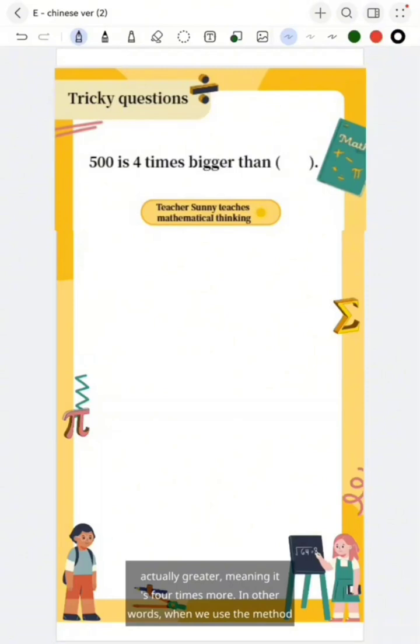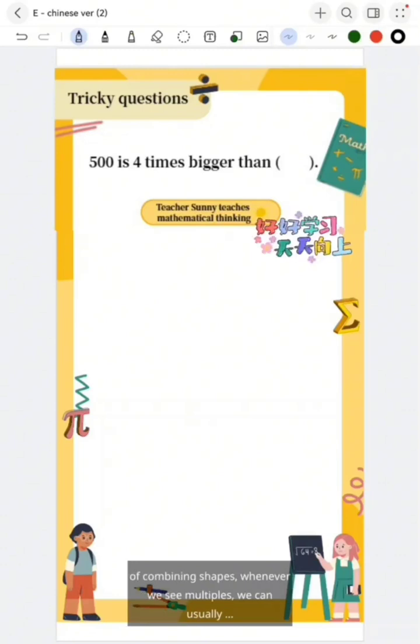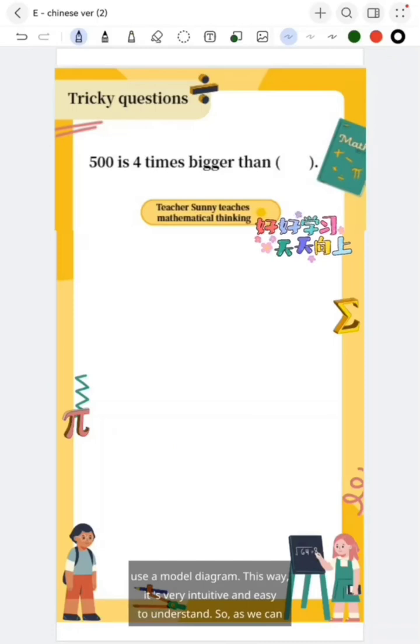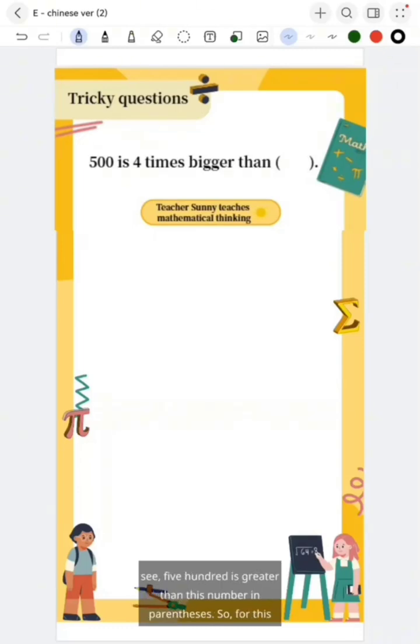In other words, when we use the method of combining shapes, whenever we see multiples, we can usually use a bar diagram to solve the problem. Or you could say use a model diagram. This way it's very intuitive and easy to understand. So as we can see, 500 is greater than this number in parentheses. So for this number in parentheses, we treat it as 1 unit.